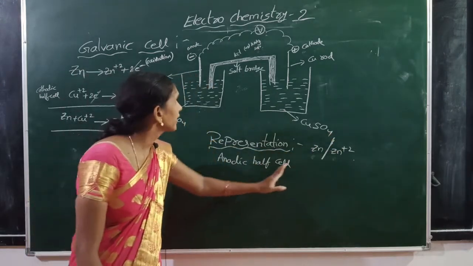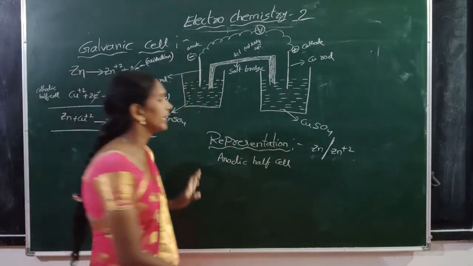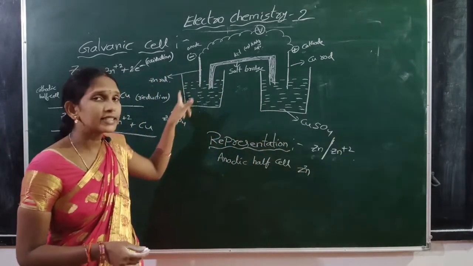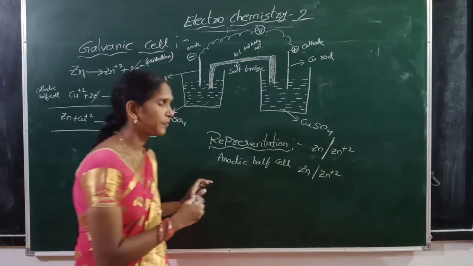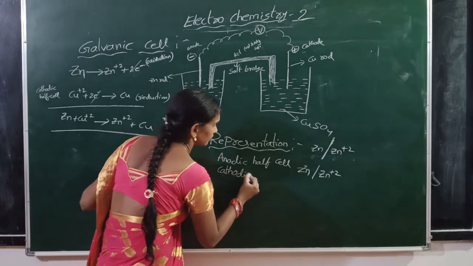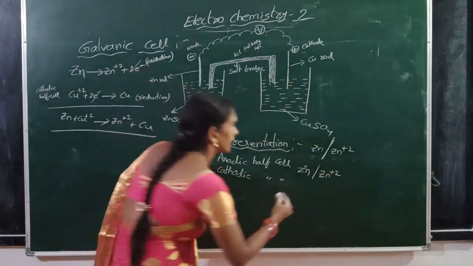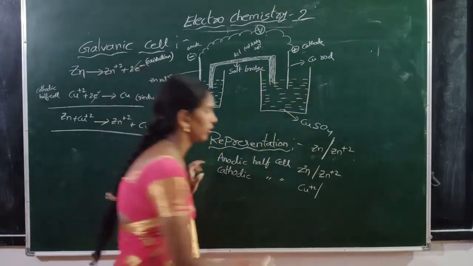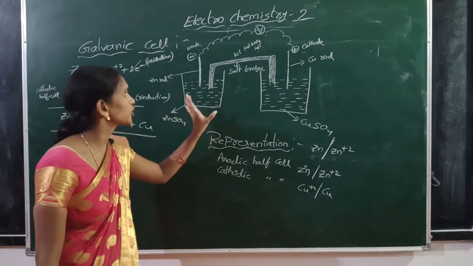In the anodic half cell, the metal electrode is written first, and then its ions, because oxidation takes place. In the cathodic half cell, the ions are written first, that is Cu2+, and then the metal electrode, which is copper. This is the representation of half cells.